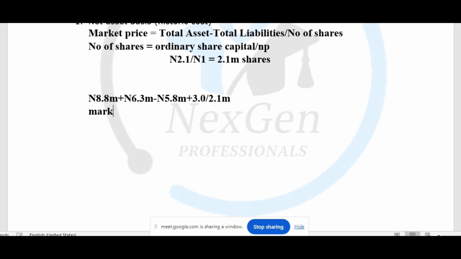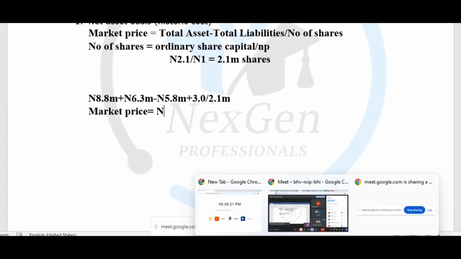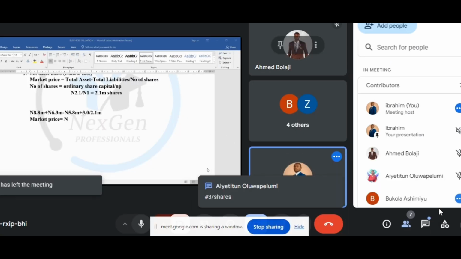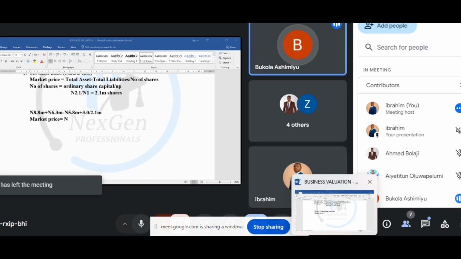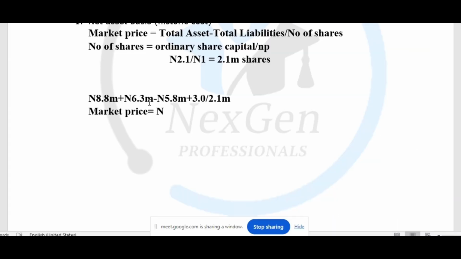What is the market price? Market price now is what, class? Quickly. Market 3 million, okay. 6.3, just do it this way. 8.8 plus 6.3 plus that, what do you have? That's 12.3 now. Okay, 12.3.